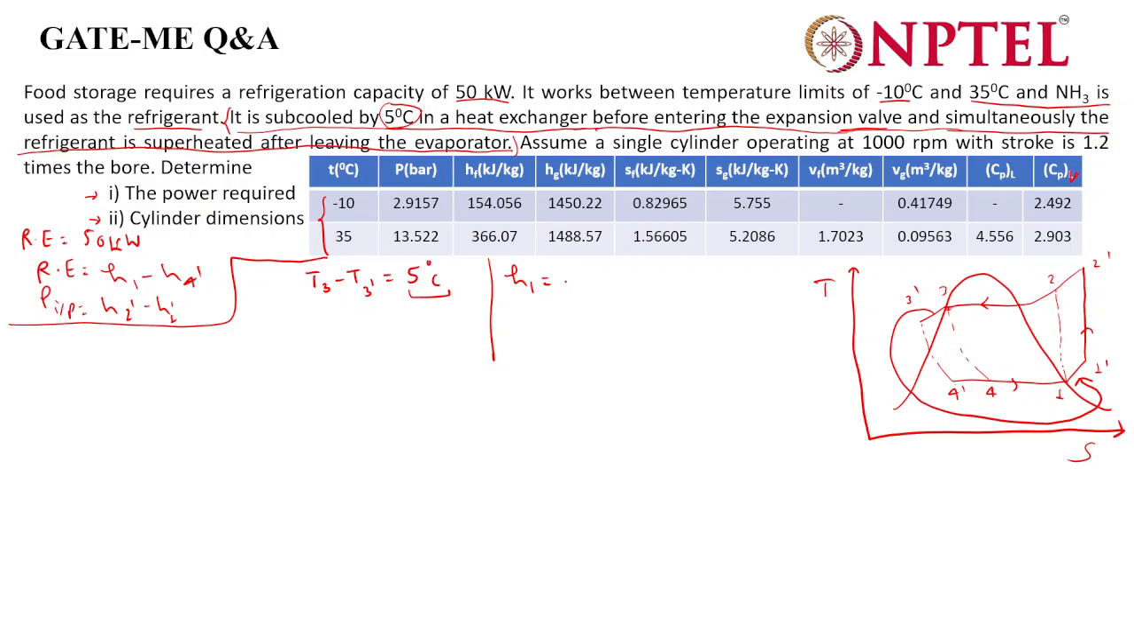What is H1? 1450.22 kilojoule per kg. I am solving this problem very slowly, so please pay attention here. I will not be rushing in this problem. So H1 is this, and how will you find H1 dash? Can anyone give any idea?